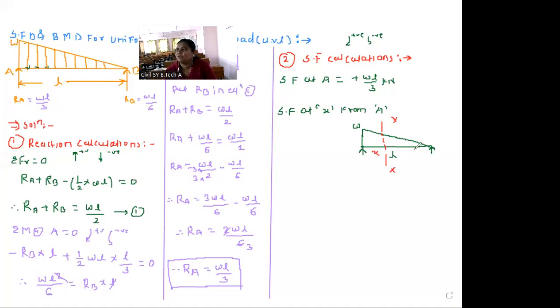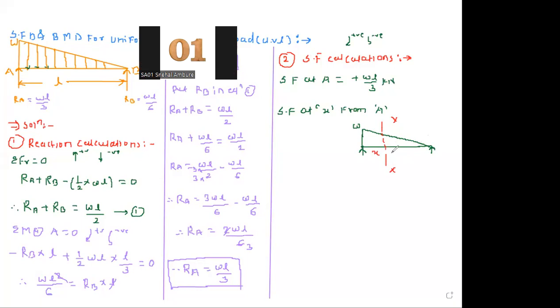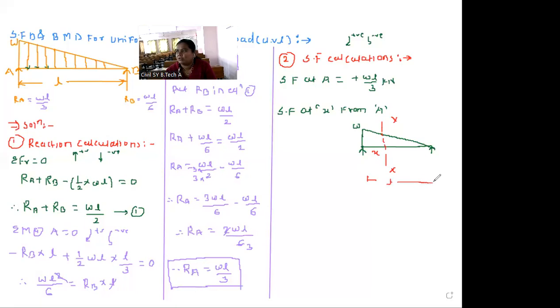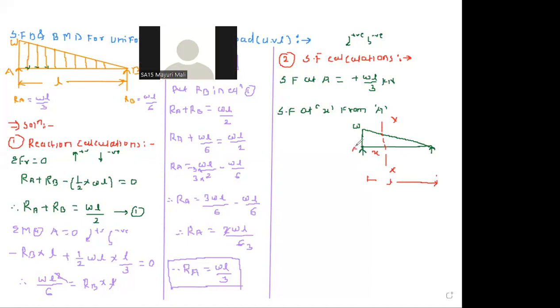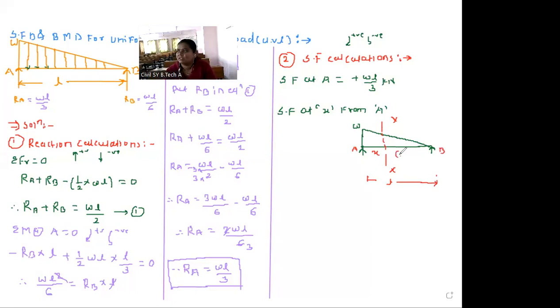So the remaining distance is equal to how much? Anyone? Okay, total distance is L, and out of that, up to this point is X. So the remaining distance will be L minus X. Okay, good. So this distance is L minus X. This is correct. So this is the figure, and we have taken a section here at X distance. We have to find out the shear force at X distance for this particular figure.